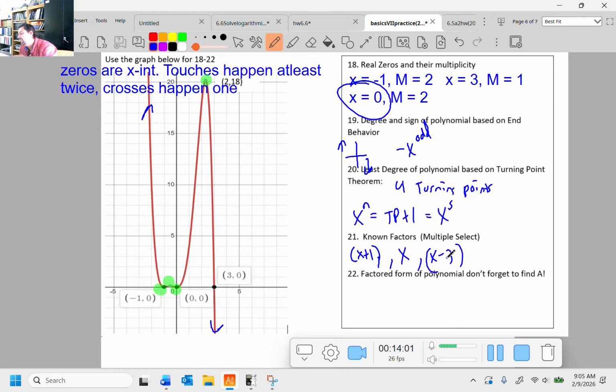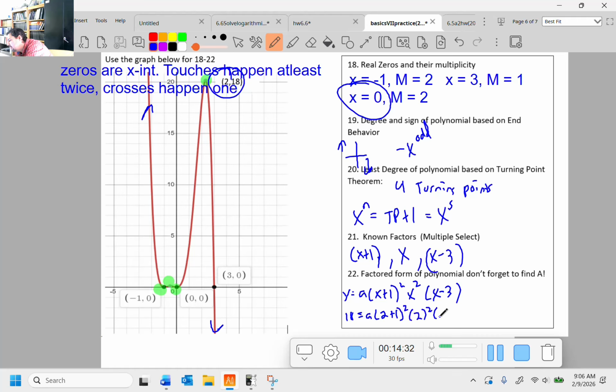Your factored form, and you got to find a, and you also need to include your multiplicity. So we're going to start off with a times x plus 1, and this bad boy is squared, times x, which is squared, and then times x minus 3. That's my form that I plug into. Now, I need a point to plug in, and I got one right here at 2, 18. Y is 18 when x is 2.